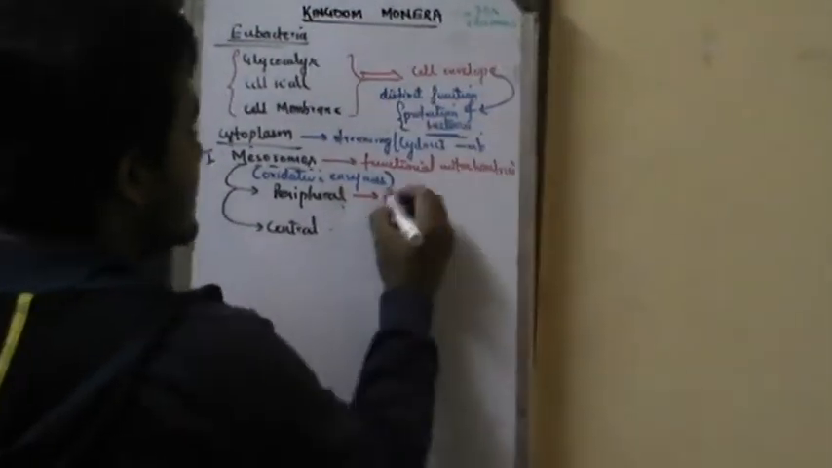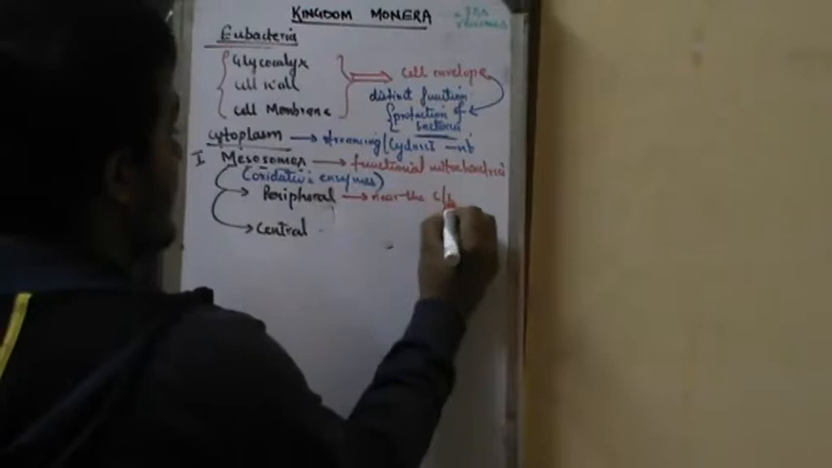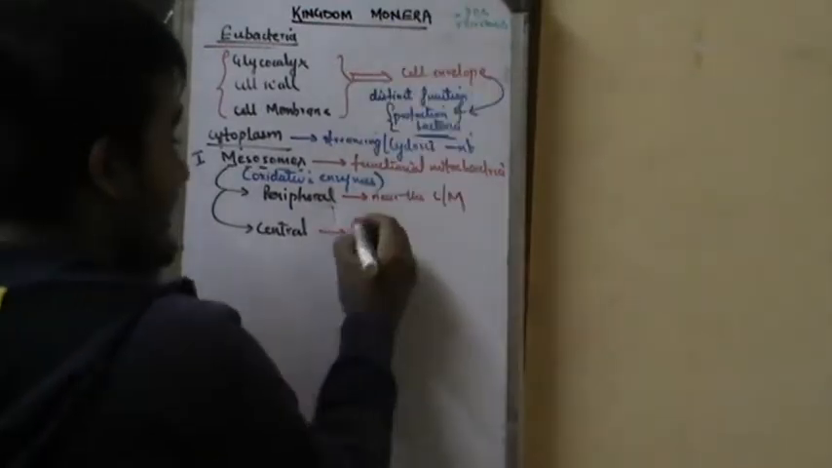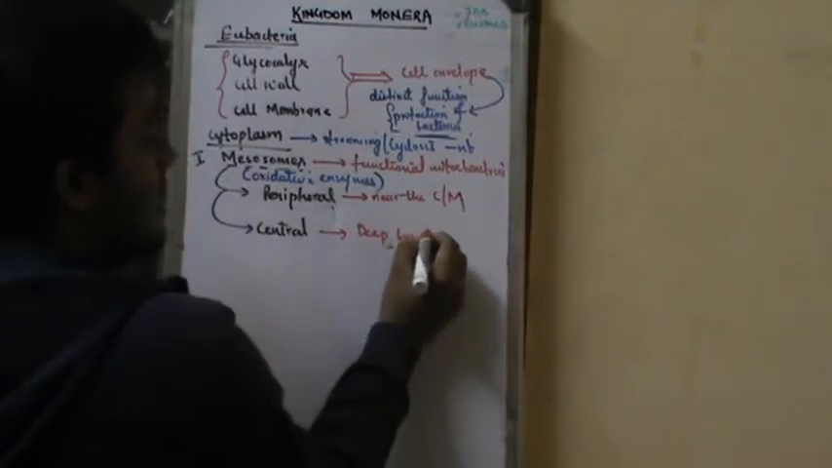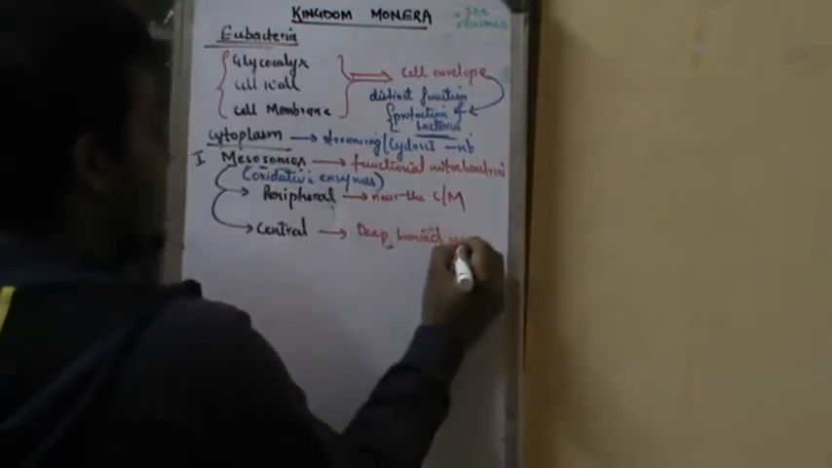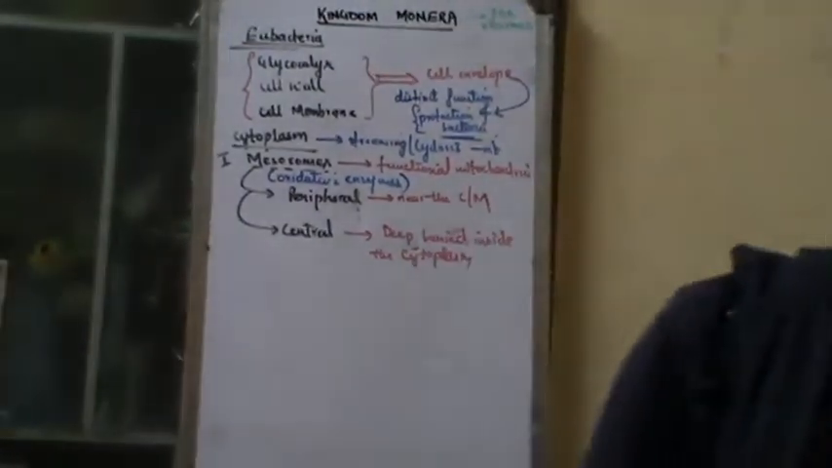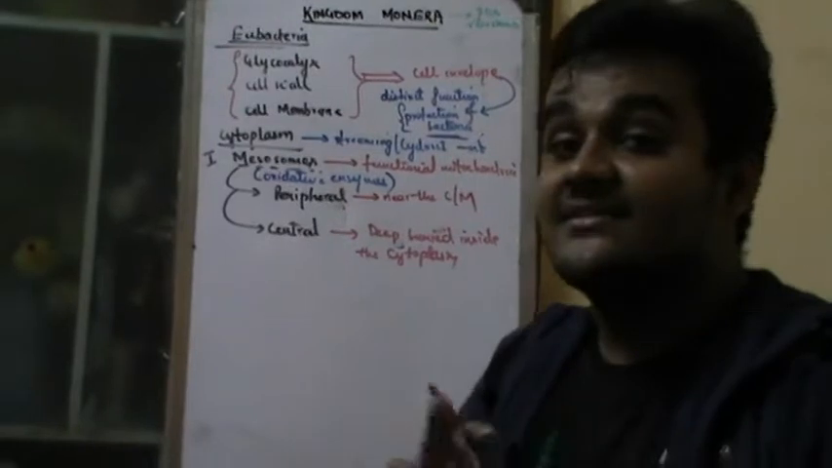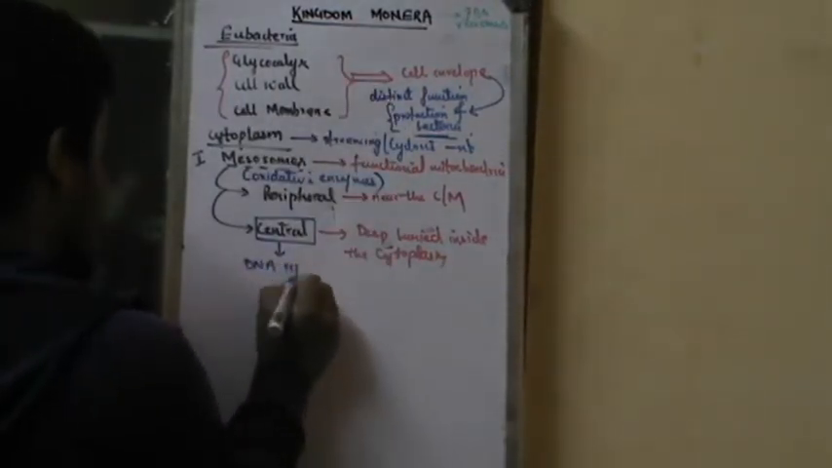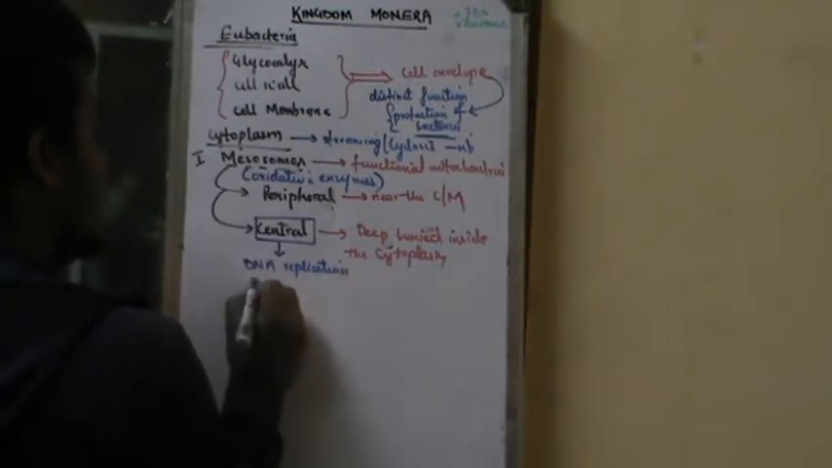Always remember, the peripheral mesosomes are near the cell membrane, whereas the central mesosomes are deep buried inside the cytoplasm. So can I say one thing? If it is deep buried, if it is not easily available, it must do some work related to chromosomes, right? That is polyamines, not true chromosomes. So always remember, central mesosomes are used in DNA replication and cell division. DNA replication and cell division is the function of the central mesosomes.